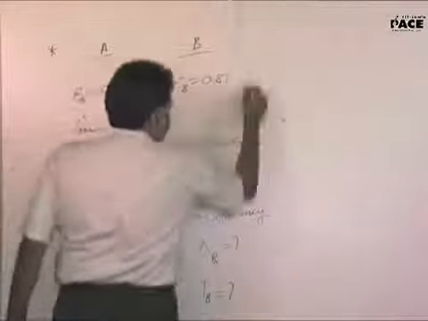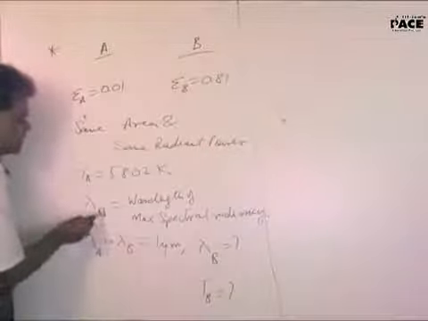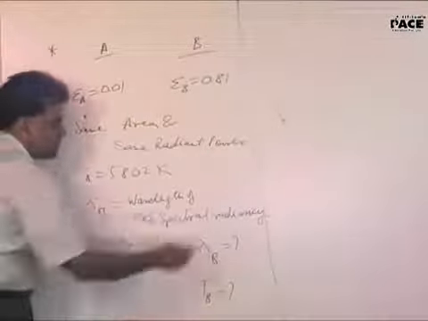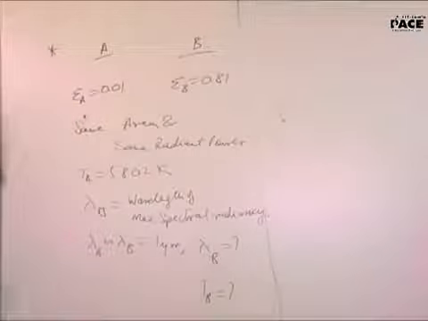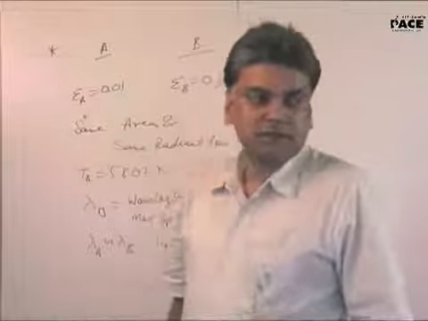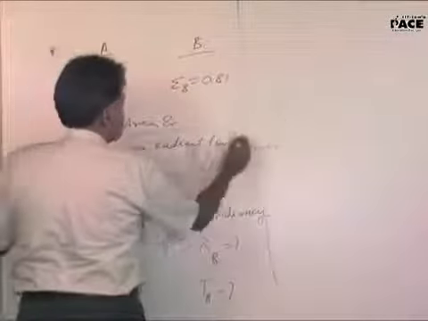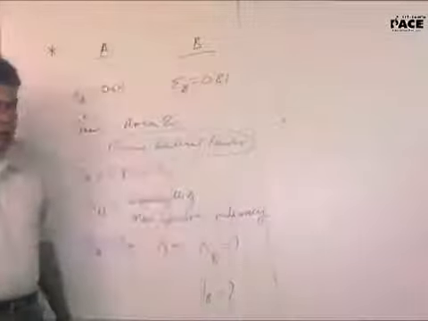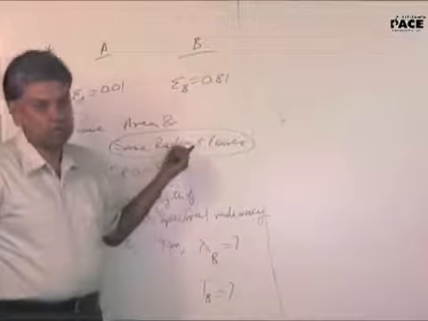This is the question. This box basically means I can put A or B, anything here. If you put an A, it means wavelength of maximum spectral radiancy of A or that of B. So let's see this question. Let's take up this idea. They have the same radiant power. Radiant and emissive power are one and the same.